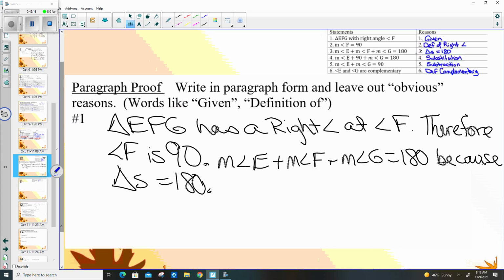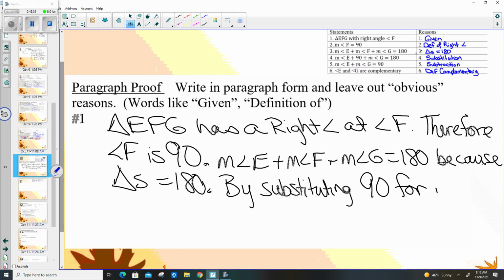What did we substitute? 90 for what? By substituting 90 for the measure of angle F. What do we get? What do we get when we substitute 90 in for angle F? Put it right here. What does it look like? Put the 90 in place of angle F. Tell me what you have listed there then.